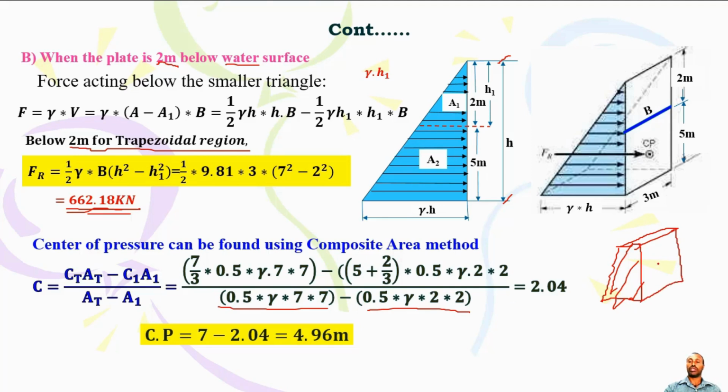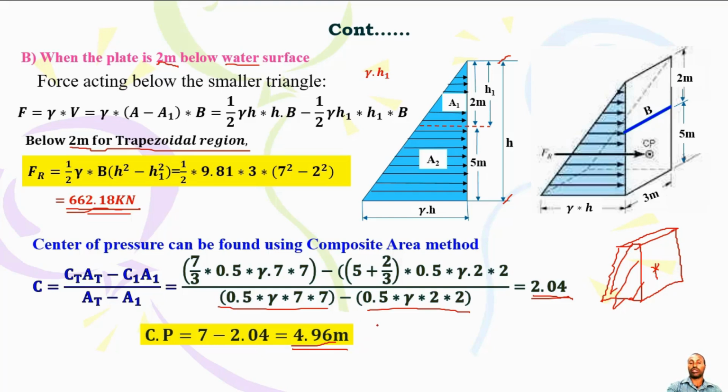So what will be the resultant force and the location, CP? So 2.04. We found 2.04, and 2.04 is from the base. Then I think you can calculate from the top. If you subtract this one, then you can find 4.96 meters. This is the center of pressure.